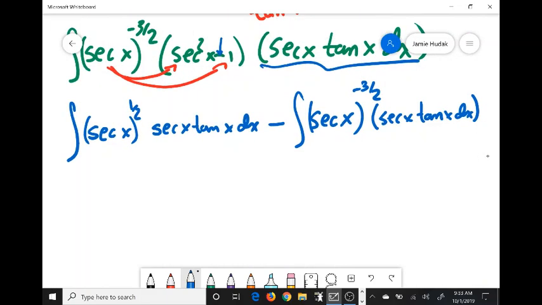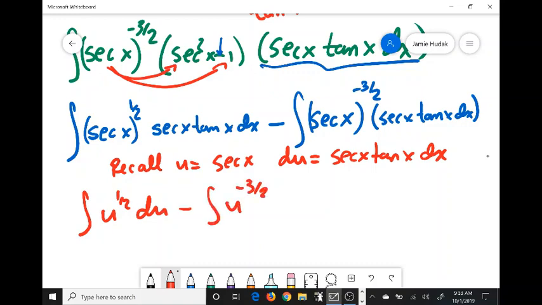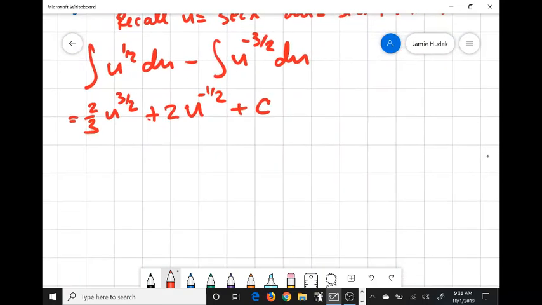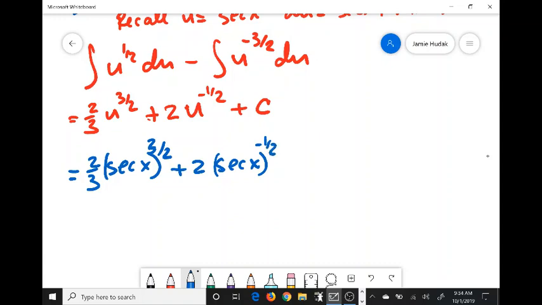And now we can complete our u substitution. So we have u to the 1/2 du minus u to the negative 3/2 du. Negative 3/2 plus 1 is negative 1/2. When you divide by negative 1/2, that's a negative 2. So the negative of a negative 2 is positive 2 u to the negative 1/2 plus c. And we recall that u is secant x, so we have 2/3 secant x to the 3/2 power plus 2 secant x to the negative 1/2 power plus c.